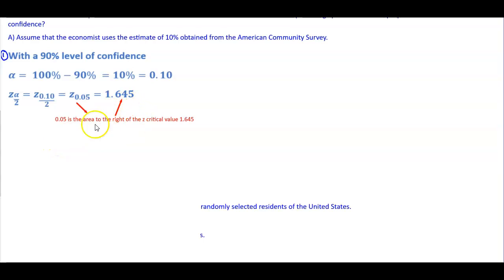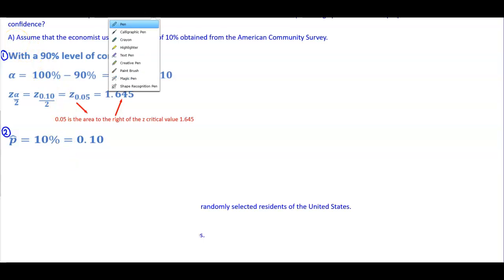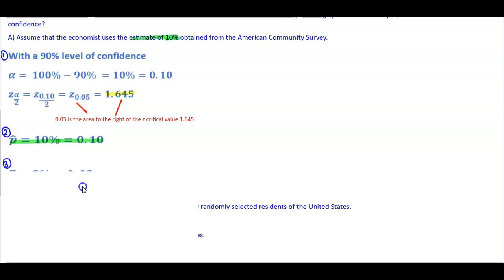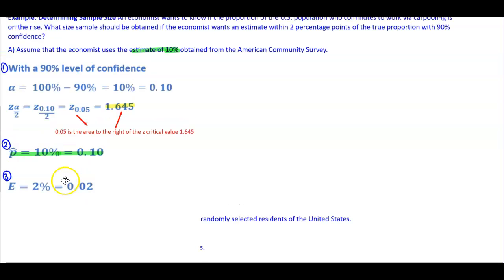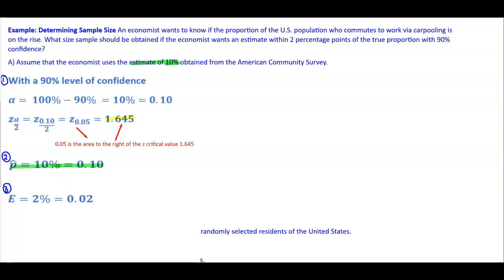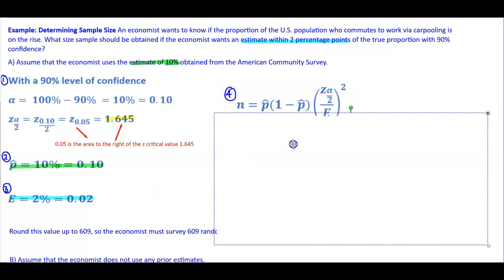Now that we have our critical z value, we need to determine the point estimate. We can see in our question that 10% is the estimate, so the point estimate as a decimal is 0.10. And then what is the margin of error? The question says the estimate is within 2 percentage points, so the margin of error is 2%, which is equal to 0.02. Now that we know that, we're going to plug it into our formula.